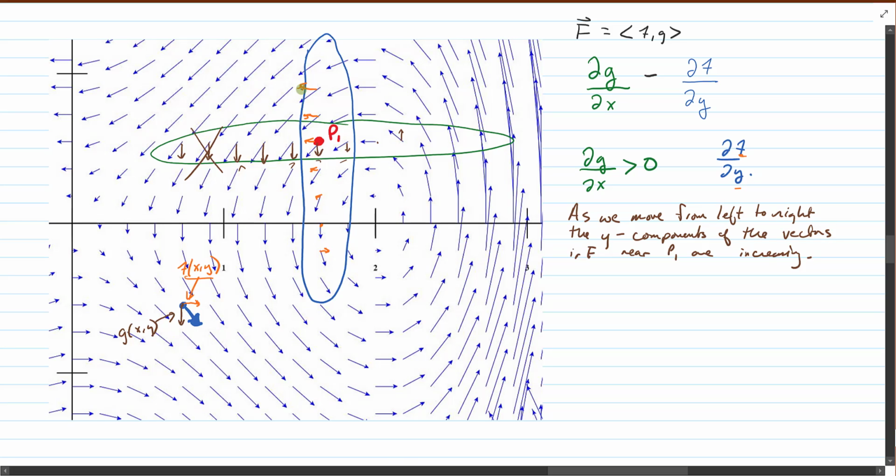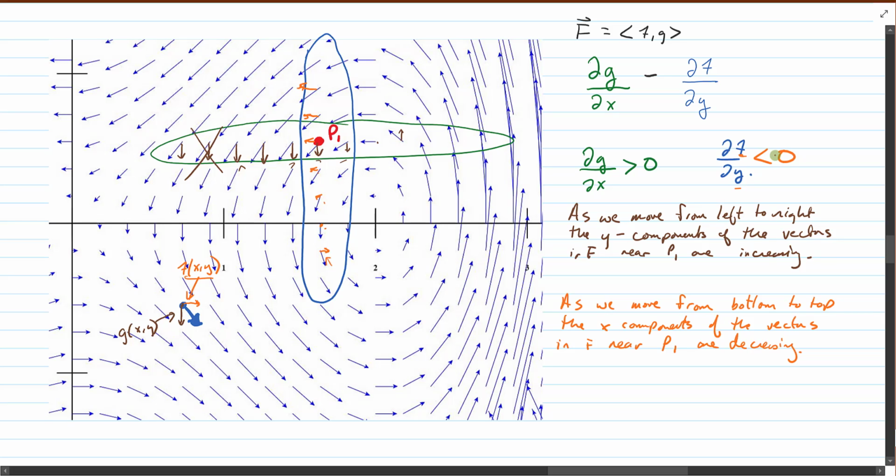So what we see is that as we move from bottom to top, the x components of the vectors in F near P1 are doing what? Well, let's see here. This is a small positive quantity. That's 0. That's a little negative quantity. More negative, more negative. They are decreasing. So that tells us that partial f, partial y is less than 0.